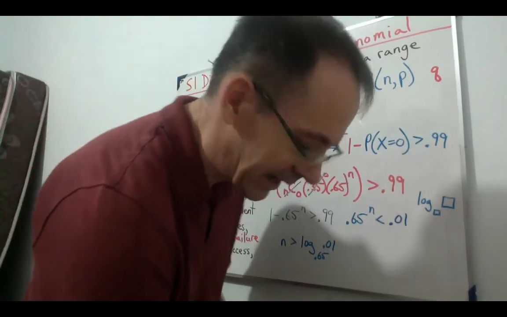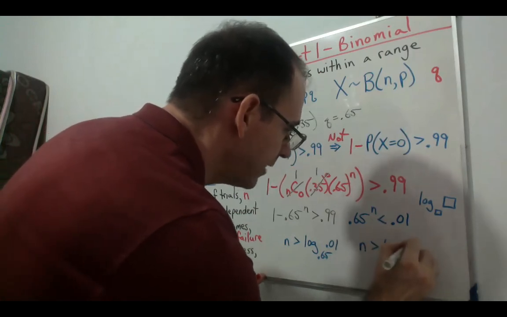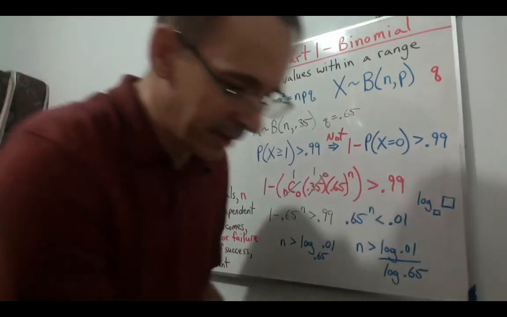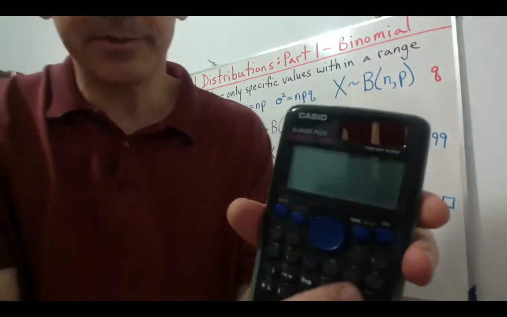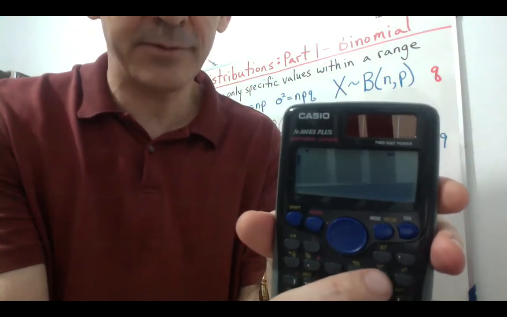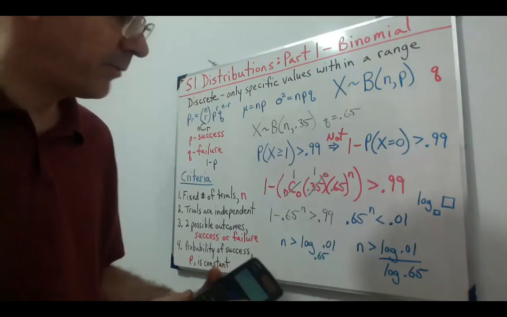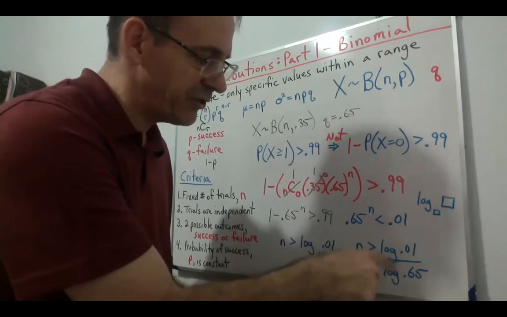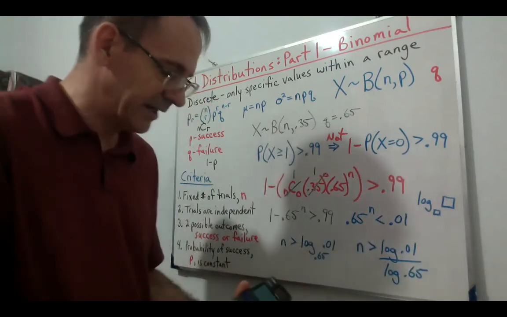If you don't have that, you can also do n greater than log 0.01 divided by log 0.65. If you have a calculator that does not have this key, then use the normal logarithm key, which is right here under the 10 to the x. Mine is worn off, but it says log. You can use that as well, but you have to do log in the numerator and log in the denominator. This is called a change of base. You're actually using base 10 logarithm instead of this one over here. So either of those will give you the correct answer.